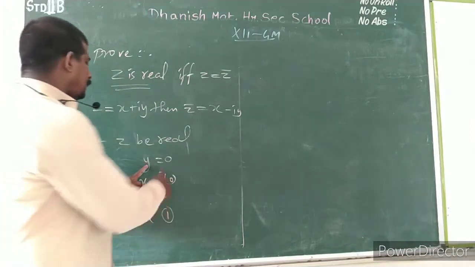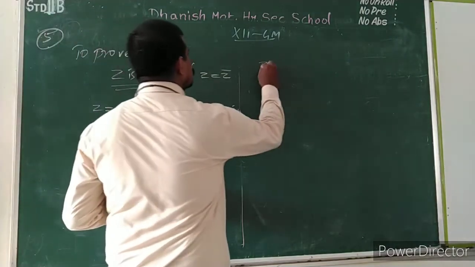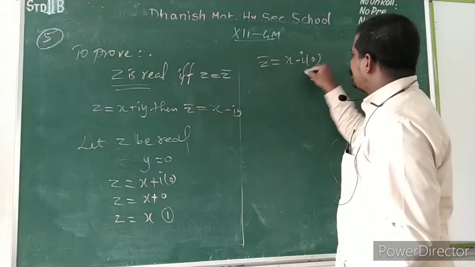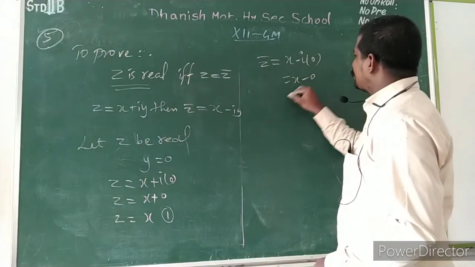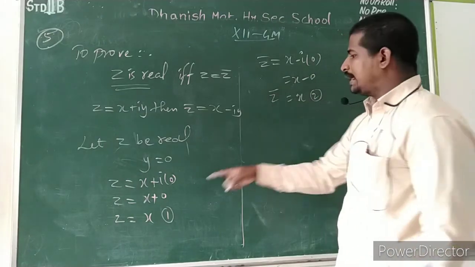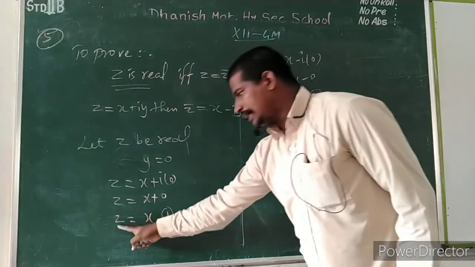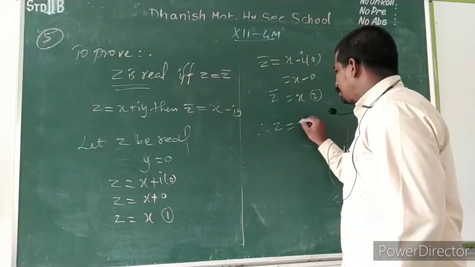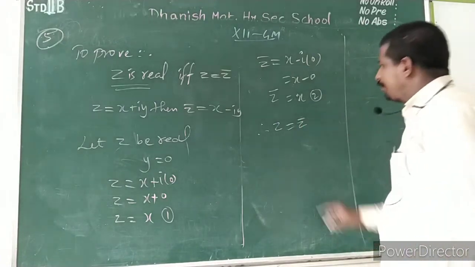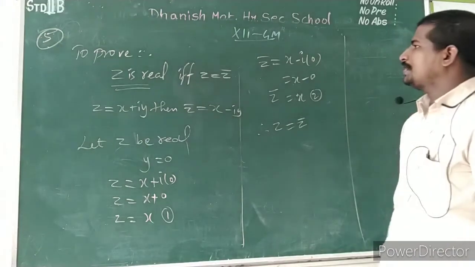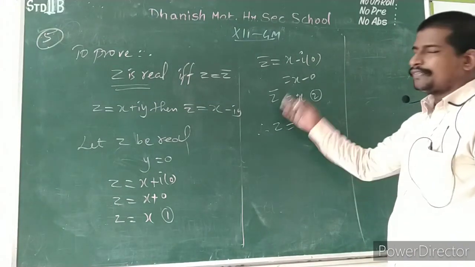Now I am going to put y equal to 0 in this. So z bar equal to x minus i into 0. That is x minus 0. That is x. Here you can consider this as equation number 2. Look at the equation number 1 and 2. z equal to x, z bar also x. So therefore z equal to z bar. We have proved z is real if and only if z equal to z bar. We have proved the first one.